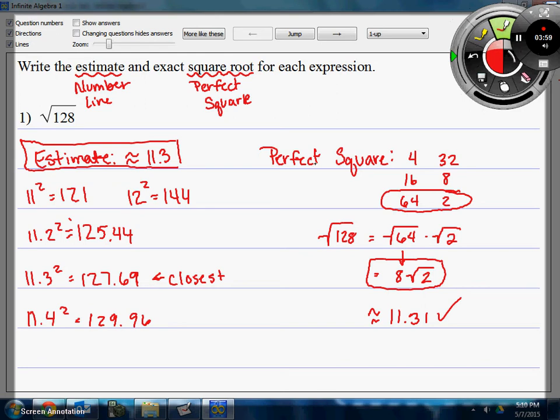You're going to do these methods for numbers 1 through 5. You're going to find both the estimate and the actual square root.